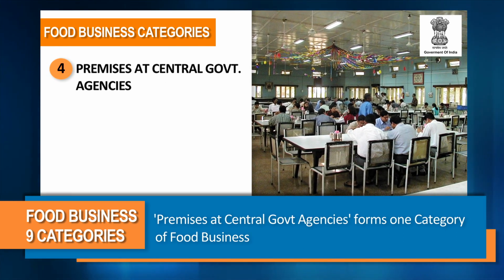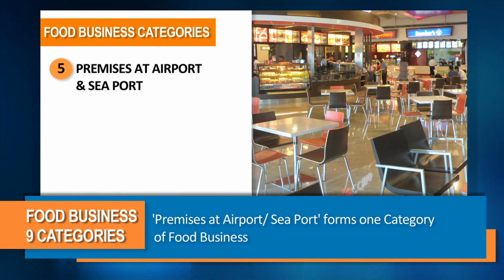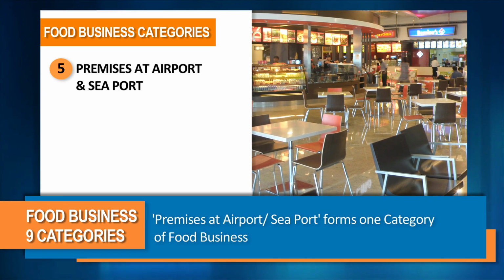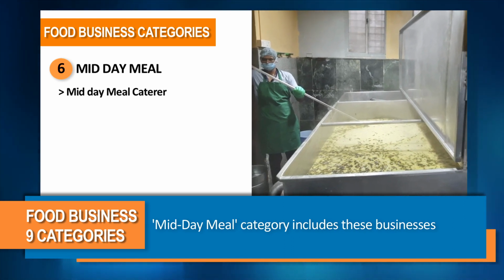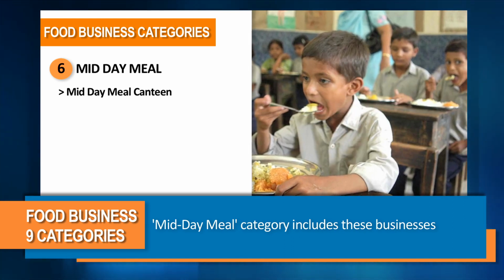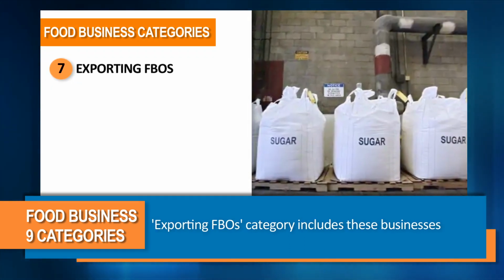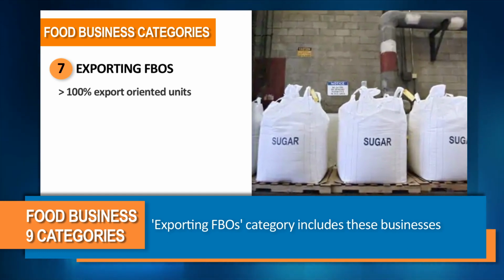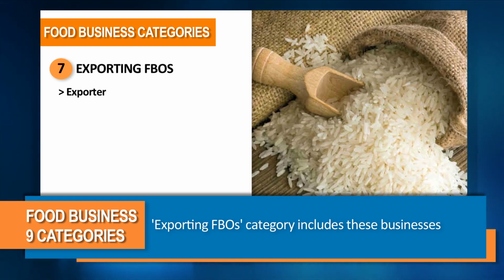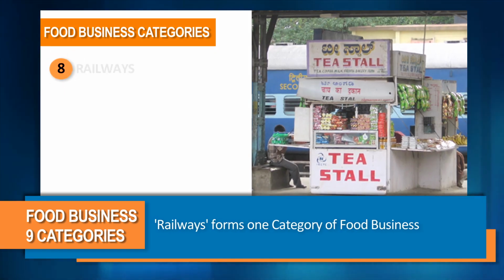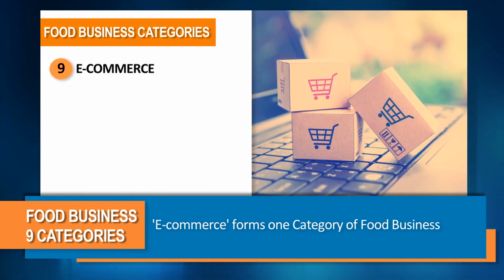Premises at central government agencies, premises at airport or seaport, midday meal consisting of midday meal caterer and midday meal canteen, exporting FBOs consisting of 100% export-oriented units and exporters, railways, e-commerce.